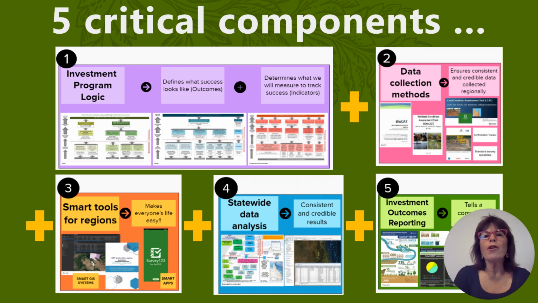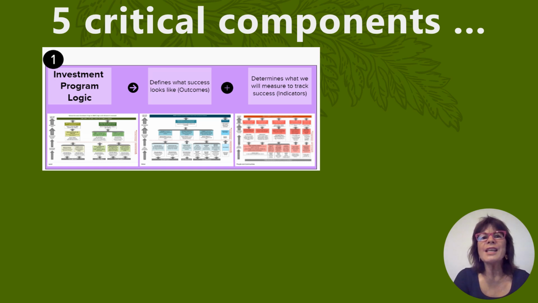Many of you listening might have heard of the CATs, the methods that are being used under the SWIF to collect data, the LCAT and VegCat. But the Statewide Indicators Framework is much more than just a set of methods. There are 5 critical components to the framework, and it is a combination of these 5 components that enable it to do the job of telling a credible, consistent and compelling story Queensland-wide. So let's step through each of these components one by one.